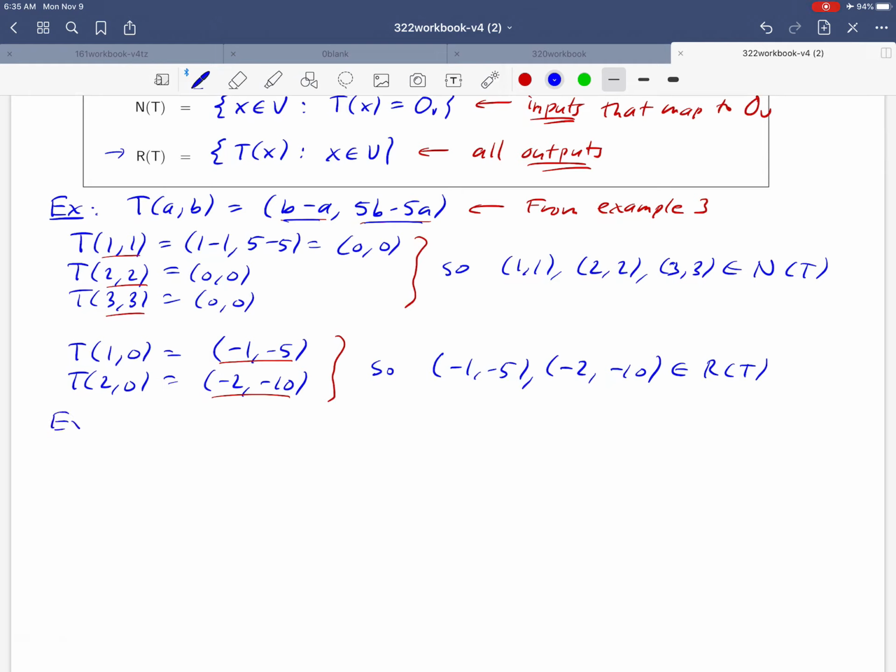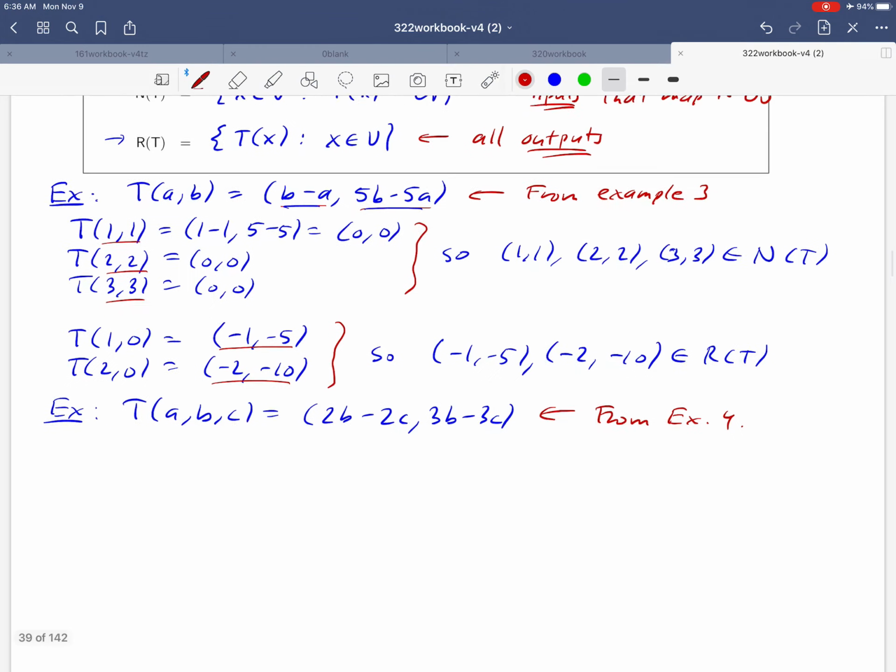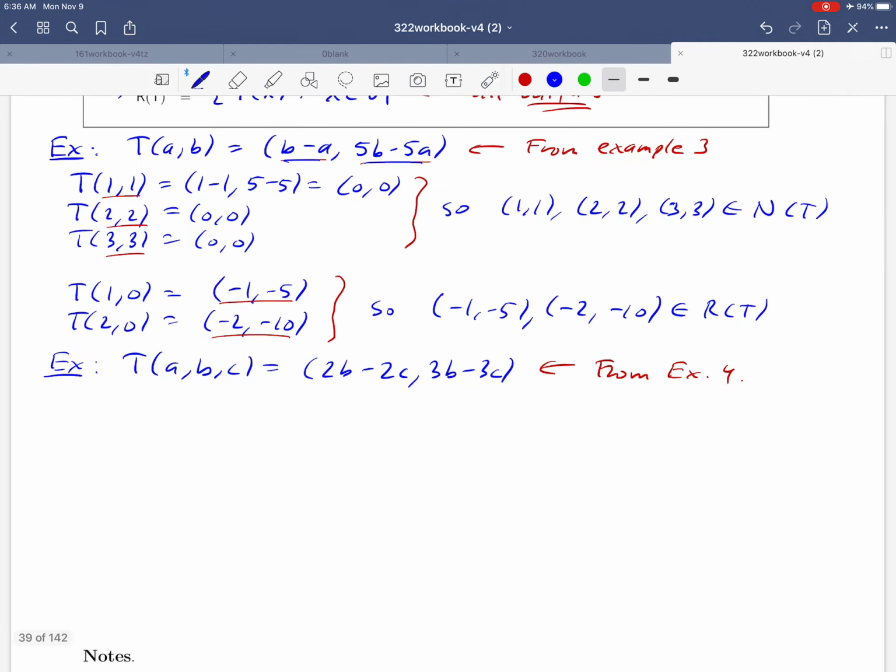Let's look at one more example. For this one, I'm going to go back to the linear transformation that you found in example 4. T of (a, b, c) equals (2b minus 2c, 3b minus 3c). That was the linear transformation from example 4, and let's just play with that a little bit.